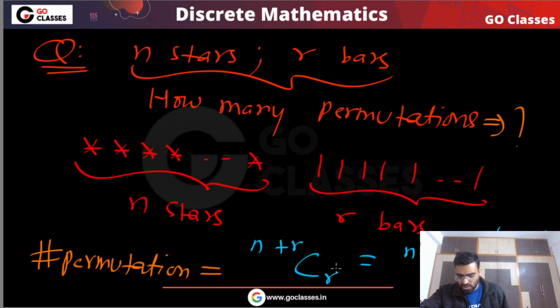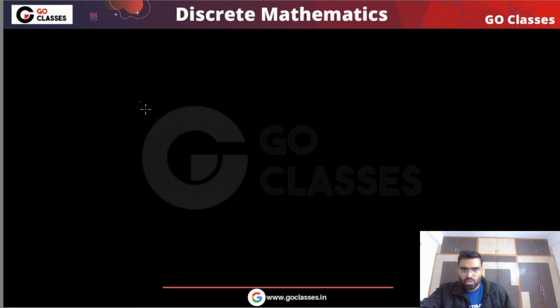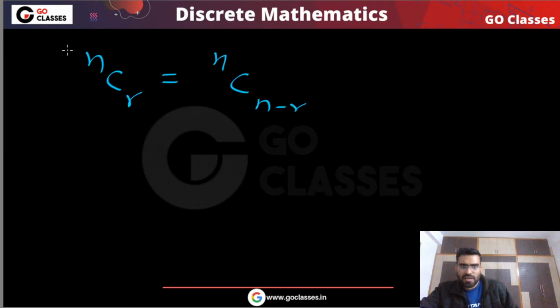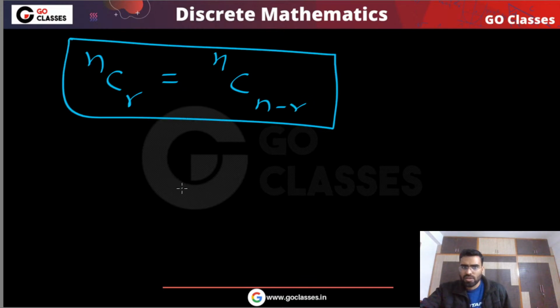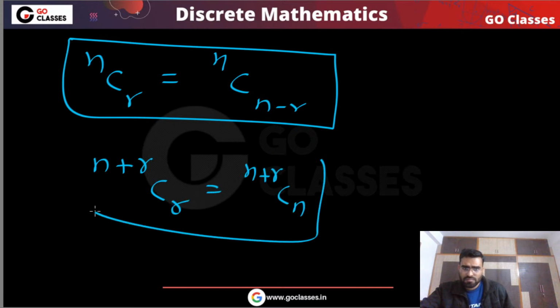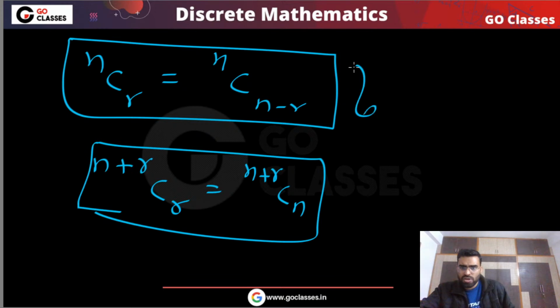(n plus r) factorial divided by n factorial r factorial, or you can say n plus r C r, or you can say n plus r C n, because you already know this thing. You already know that nCr is equal to nC(n minus r). So that is the reason I can say that n plus r C r is equal to n plus r C n. So this you already know.